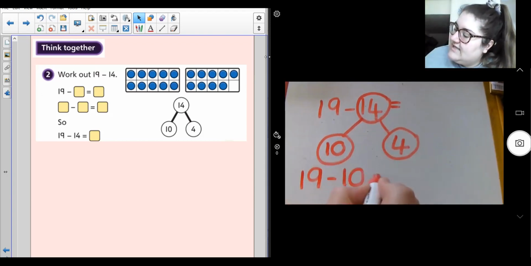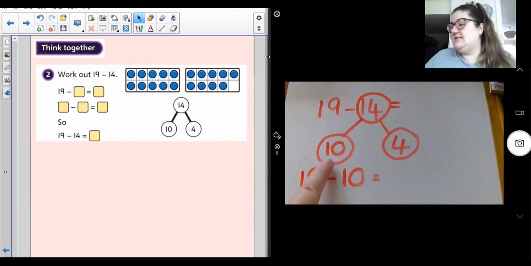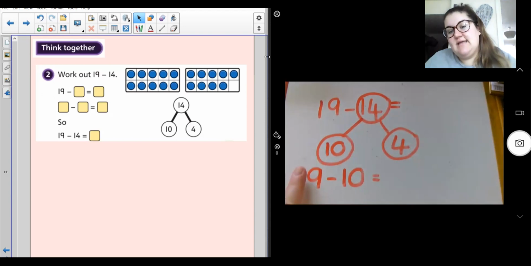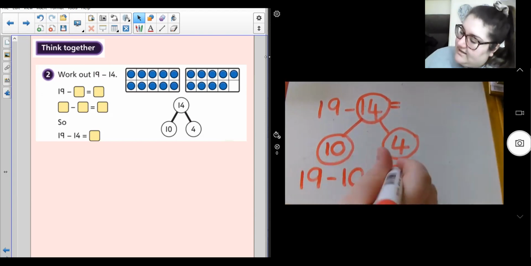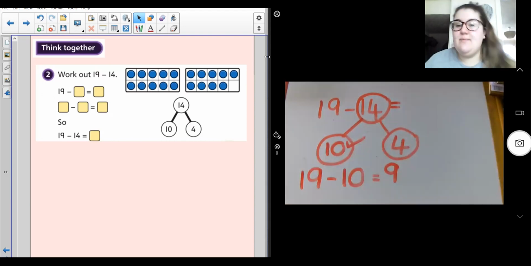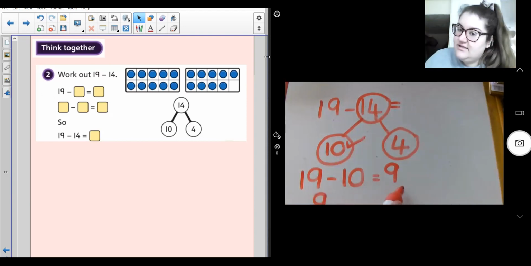19 take away 10, because here's the 10 and there's my whole that I'm starting with. Well, if I was to take the 10 away, how many do I have left? 9. Fabulous. So I've done step 1. And step 2 is to subtract the ones. So if I've got 9 from here, look.